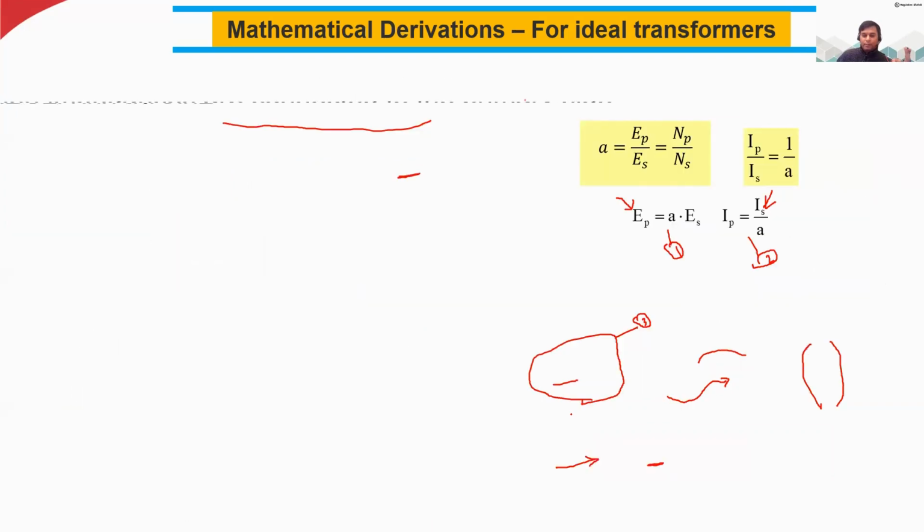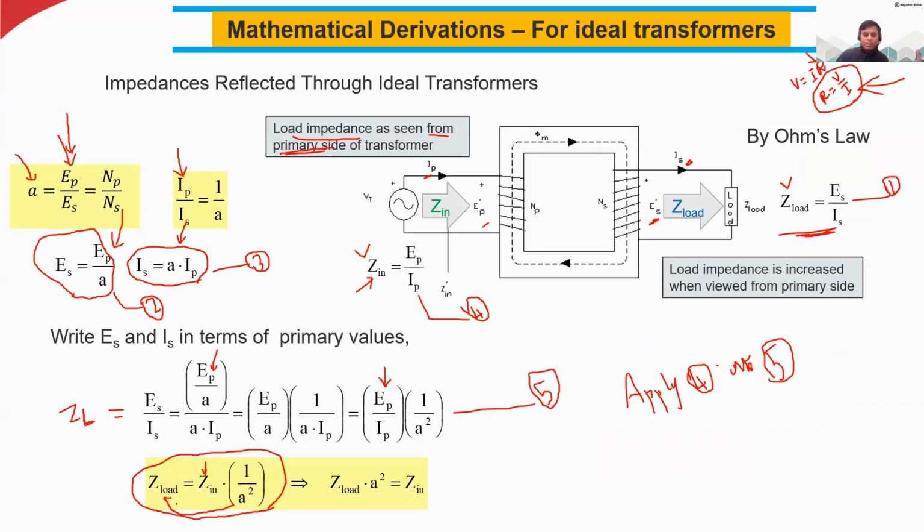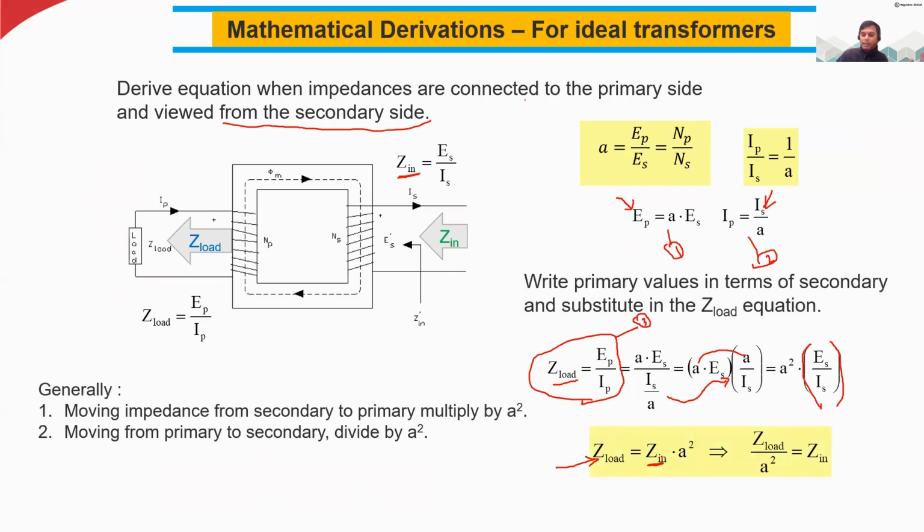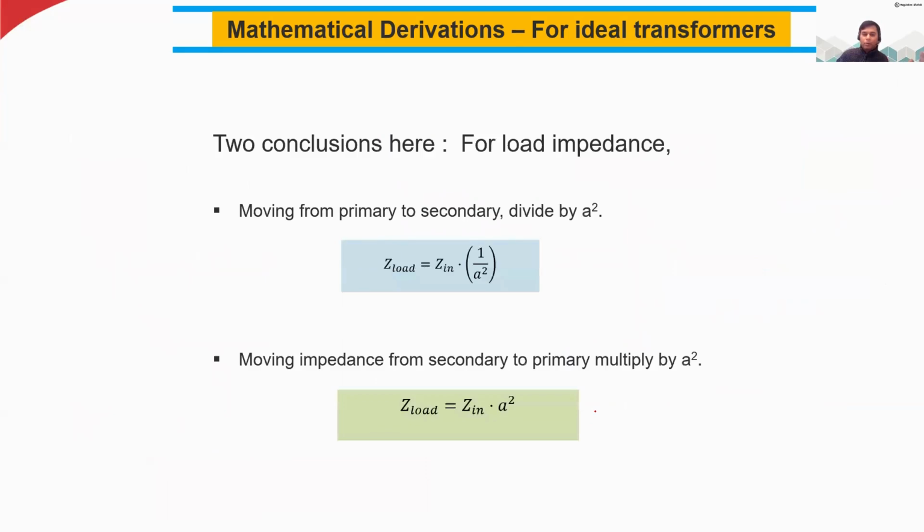So here you can see, Z load is equal to Z in divided by A square. We forget this side; we will just remember in terms of Z load. Z load is equal to Z in divided by A square, dividing by the turns ratio square. But in the second slide, Z load is equal to Z in multiplied by A square. So now we have two conclusions. For load impedance, moving from primary to secondary, it's divided by A square.